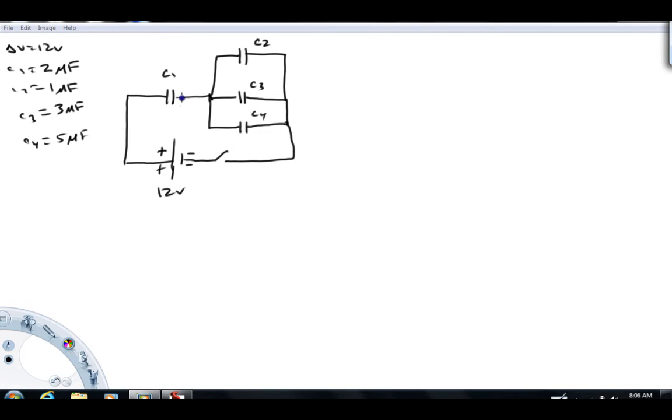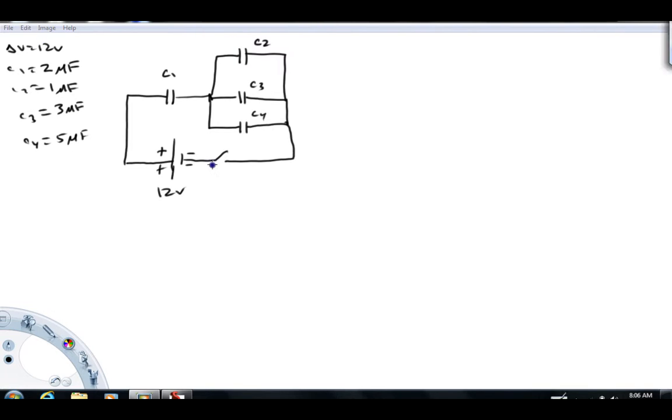switch and a bunch of capacitors that I have labeled C1, C2, C3, C4, all with values that I've written over here on the left. So we've got a 12-volt battery, a 2 microfarad capacitor, etc. Now just remember, a farad means a coulomb per volt. Keep that in mind when working this problem.